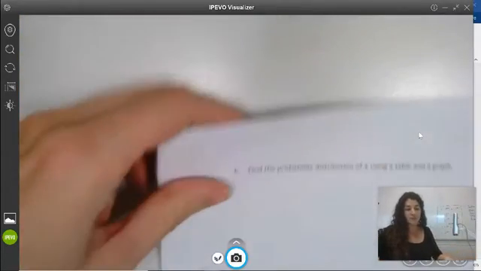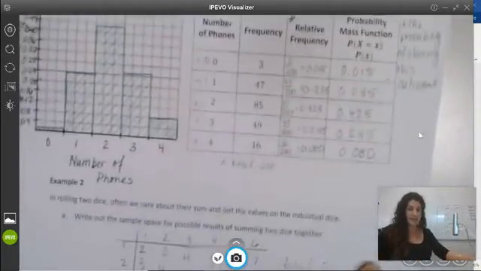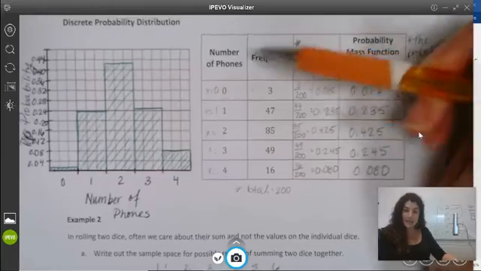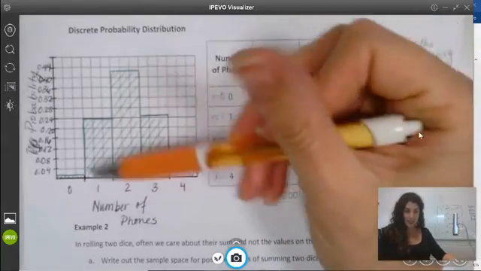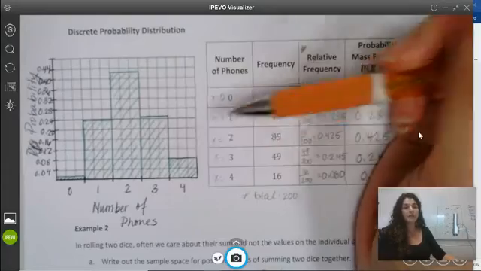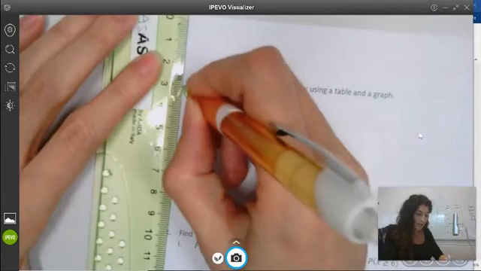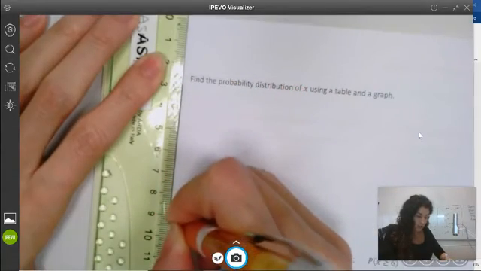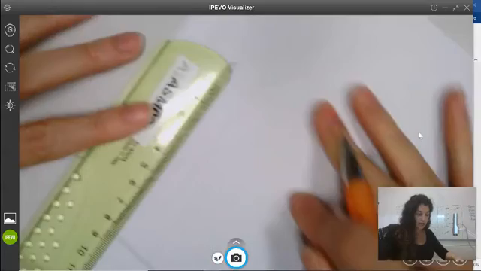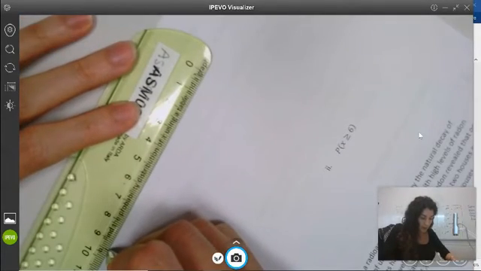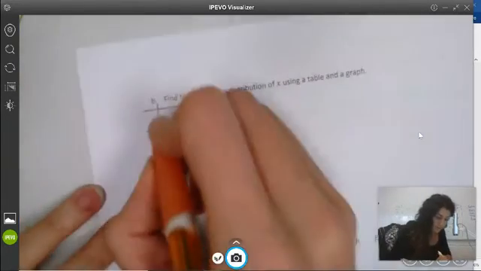The next page says find the probability distribution of X using a table and a graph. So finding the probability distribution is this. This is a table of a probability distribution, and this is a graph of a probability distribution. So that's what it's referencing, and it sounds really fancy and really smart, but it's all things that you've learned how to do. Making my table is absolutely the thing you want to build first because I think it organizes all of your data before you actually have to put it into a graph.